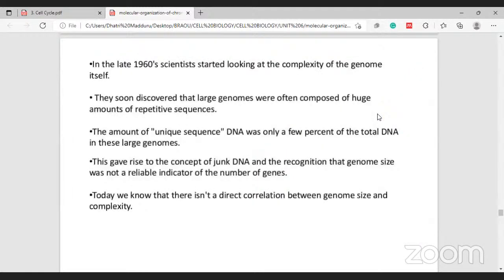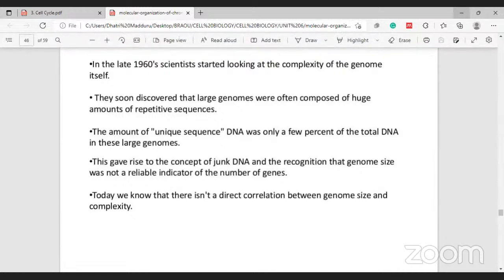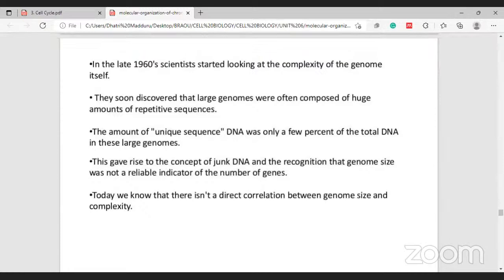But in the 1960s, scientists started to look at the complexity of the genome. Till that time, the genetic techniques were not evolved so far. Now we have various high throughput techniques like next generation sequencing and many more. By using these techniques, scientists started sequencing the genome, and then they could find some amazing facts.